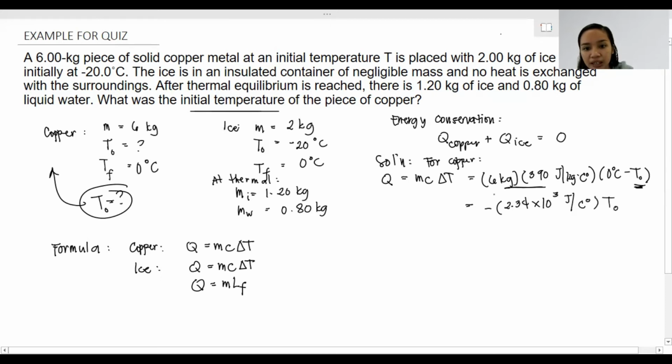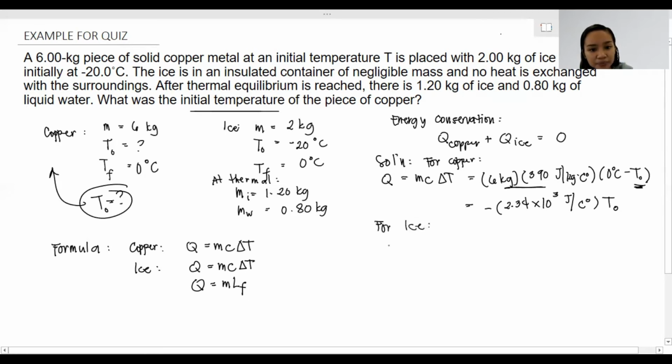So bakit nagkaroon ng negative? Take note that this is minus. So 0 minus T naught, that will be negative T naught. So we now have the value or the equation for the copper to proceed with the ice.